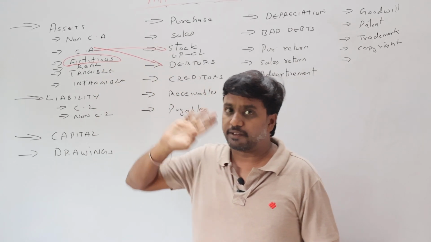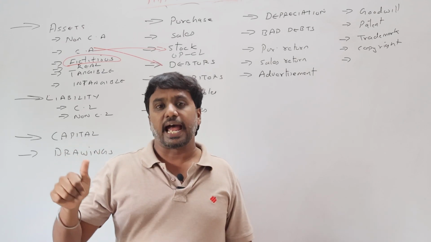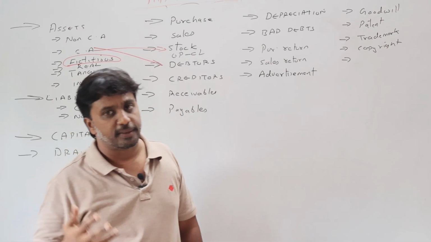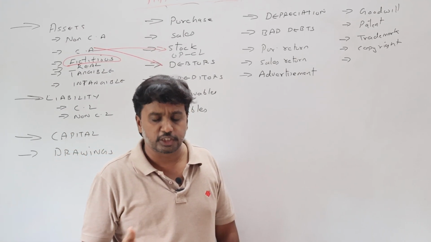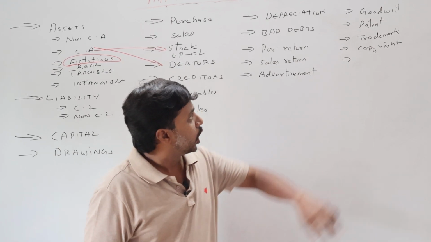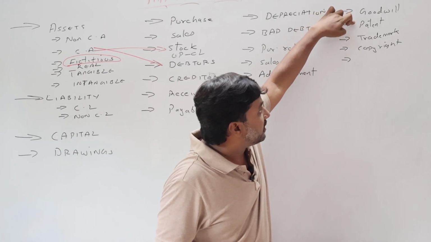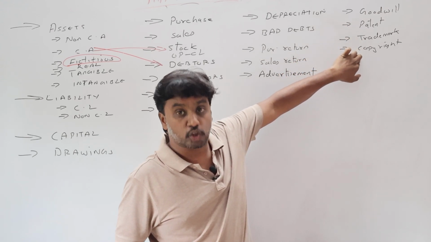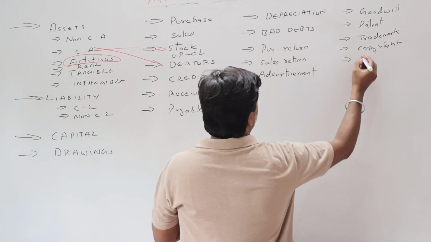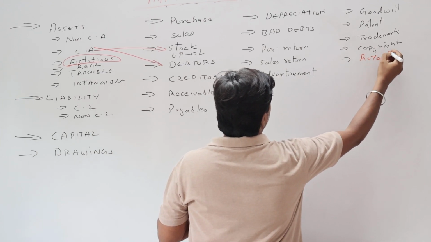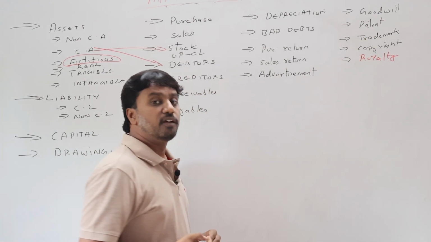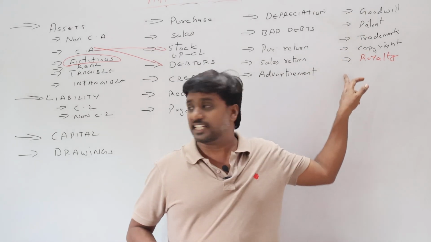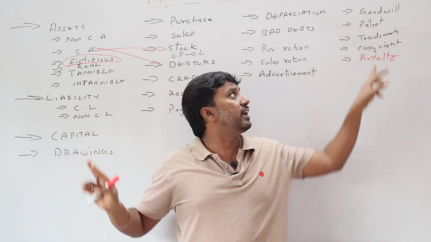Example of tangible, let me give to you the example of tangible. Land, building, plant, machinery, furniture. These all are tangible assets. Goodwill, patent, trademark, copyright. These are all examples of intangible assets. Let me add one more thing over here which I'll explain to you later. Royalty. Correct na? Which are all examples of what beta? Intangible.